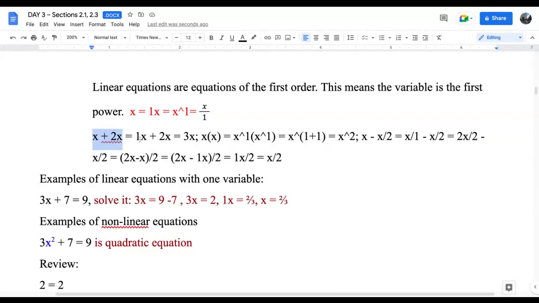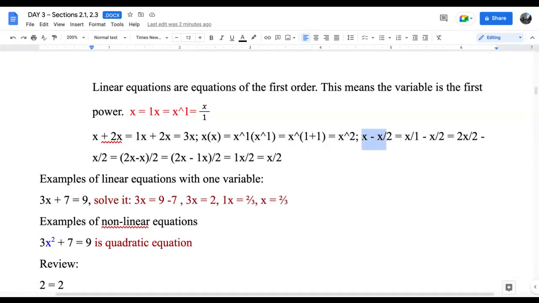So x plus 2x, that's 1x plus 2x, that's 3x, right? X times x, that's x raised by first power times x raised by first power, which means x raised by 1 plus 1, which is x squared.